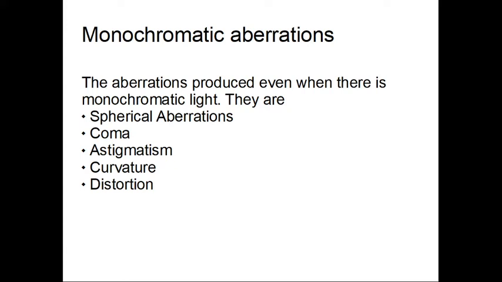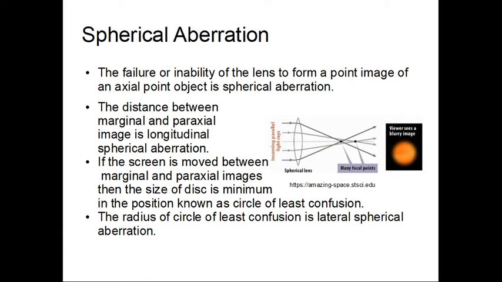Coming to monochromatic aberration. The aberration produced even when there is monochromatic light is called monochromatic aberration, and it is divided into spherical aberration, astigmatism, curvature and distortion. Here, spherical aberration is the failure or inability of the lens to form a point image of an axial point object. This is called spherical aberration.